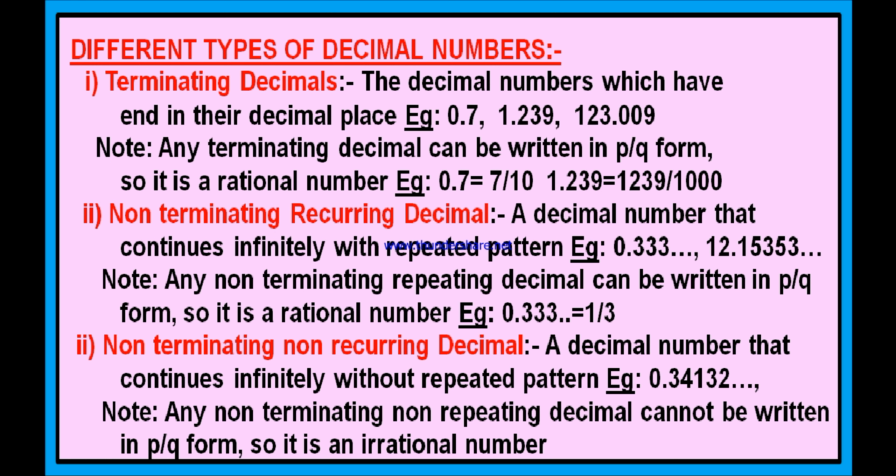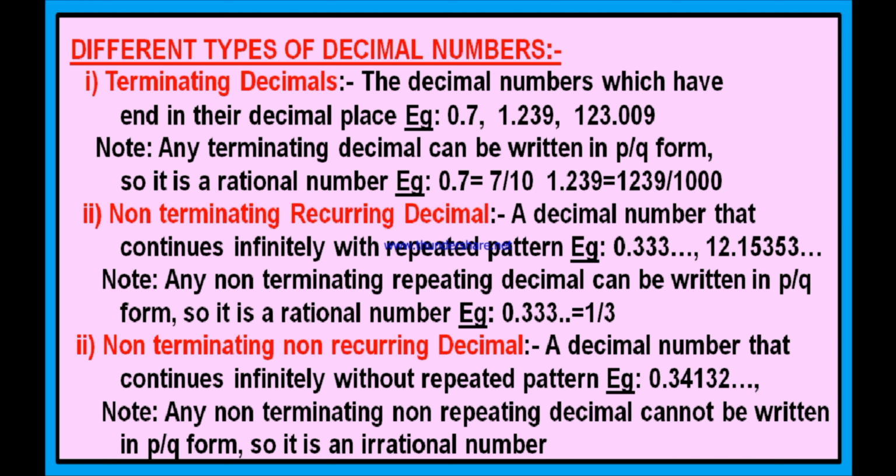Therefore, out of all the three types of decimal numbers, the first two types, that is terminating decimals and non-terminating recurring decimals, can be written in the form of p by q, and they are rational numbers. And the third type, non-terminating non-recurring decimal, as it cannot be written in the form of p by q, is not a rational number and it is an irrational number.